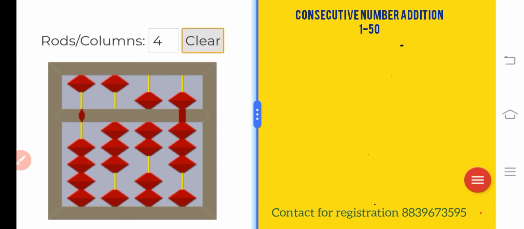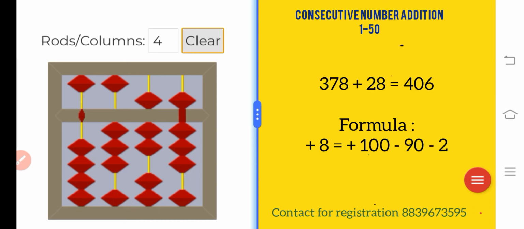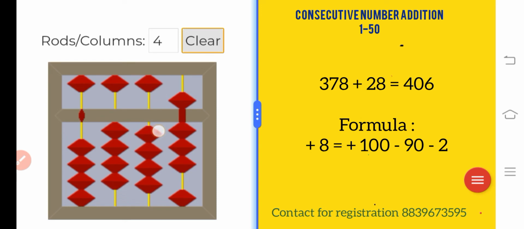For adding 28, we will add 20 first in the tens place, and for 8 we will use the 100 place, minus 90, and friend of 8 is 2, so we will subtract 2. We will get the answer 406.